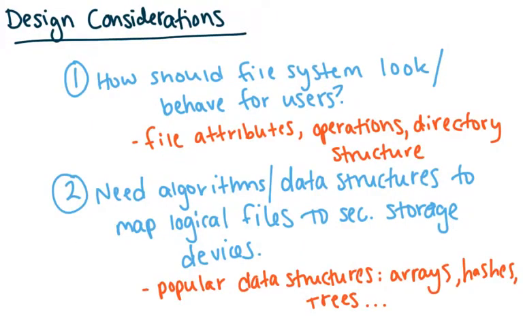So the main design considerations: one is a user-centric concern. We want to figure out how we want the file system to look and behave for the user. So this is what file attributes we want to have for each file that they can see, what kind of operations they can do on files, what the directory structure will be that they actually get to see and interact with. And then the second is that we need to design algorithms and data structures to actually map these logical files to secondary storage devices. And some popular data structures here that we'll talk about in future videos are arrays, hashes, and trees.